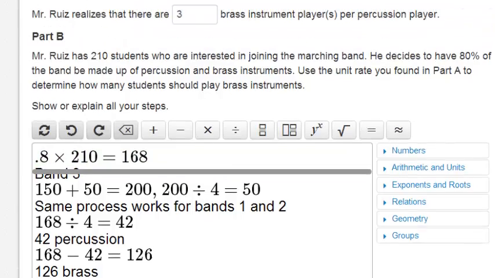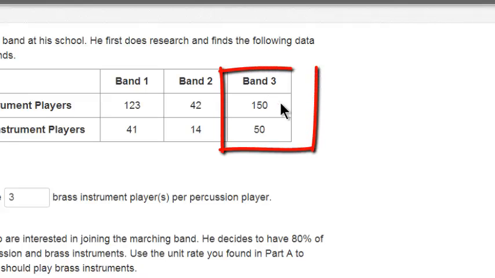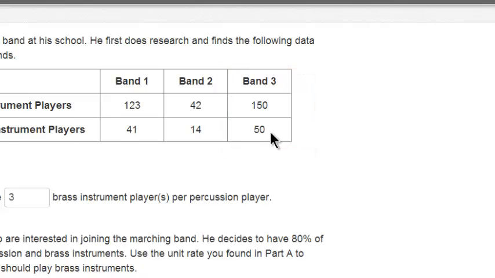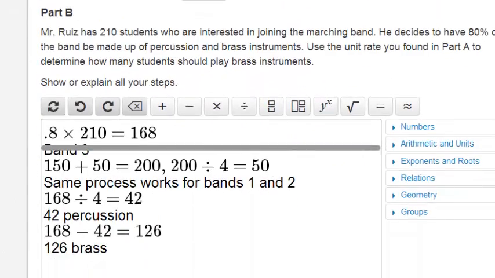I went back up and looked at the chart, and I looked at band 3 because it has nice round numbers, and I saw that if you add 150 plus 50, you get 200. If you divide 200 by 4, you get 50, which is the number of percussion players. So let's go back down to my text box.